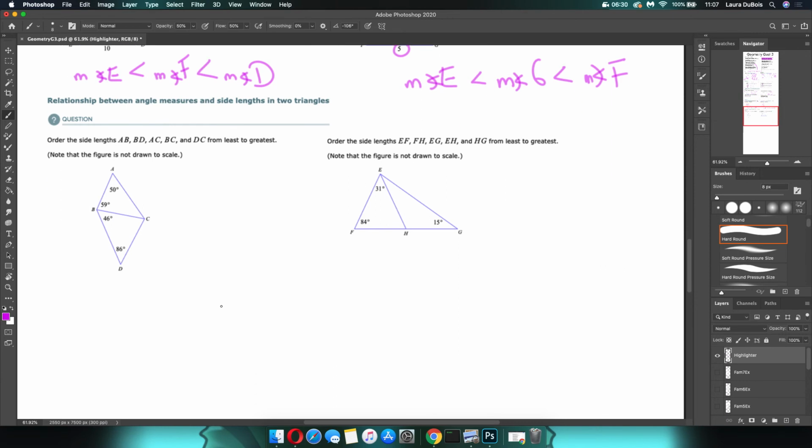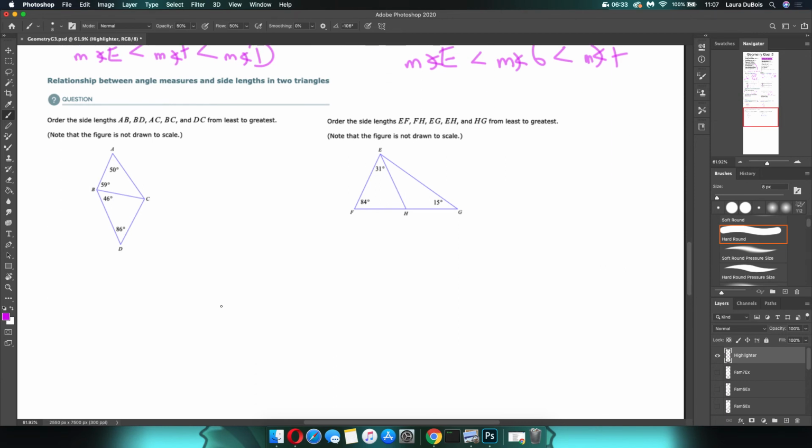Next up, these ones I was not a fan of when I was doing this over the summer a couple years ago. So let's see here. Order the side lengths AB, BD, AC, BC, DC from least to greatest. Okay, so you have everything you need. So smallest is going to be 46. So DC is less than, what's next? 46, 50. So it's going to be BC is less than 59. So it's going to be AC is less than 59, and then 86.